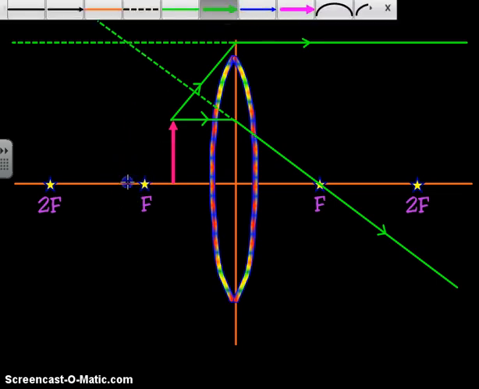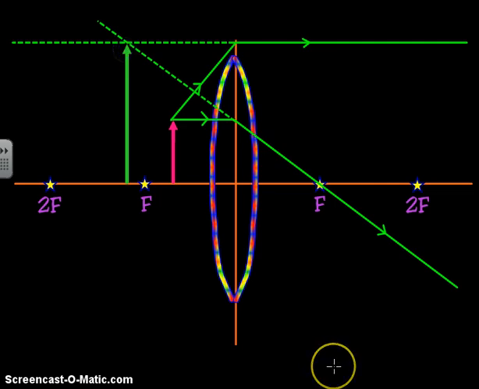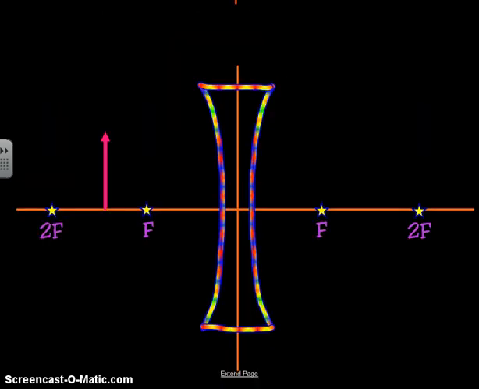So this time, my image is going to look something like this. Just as we've learned, my image is on the same side of the lens as the object, it's larger than the object, and it's upright. The final type of lens diagram that we have is when we have a concave lens. As we know, concave lenses always produce virtual images. So let's learn about those.